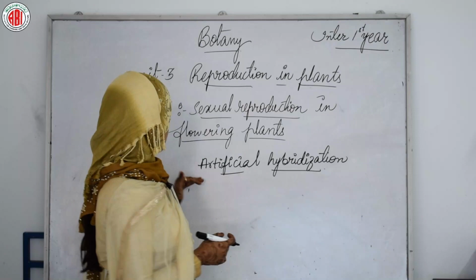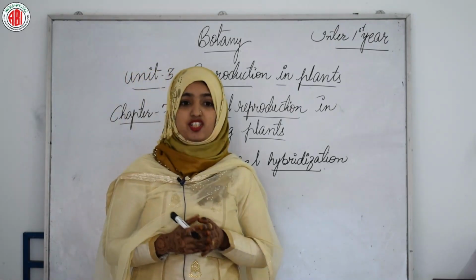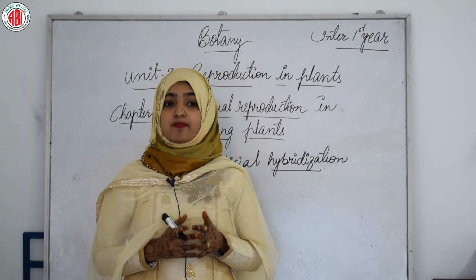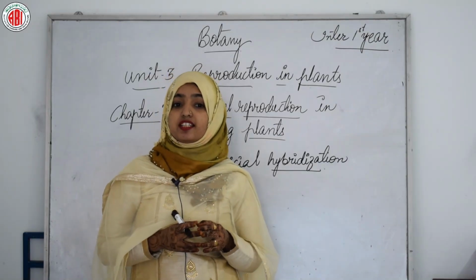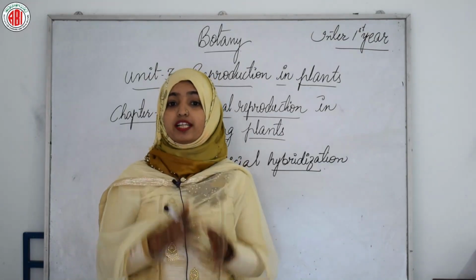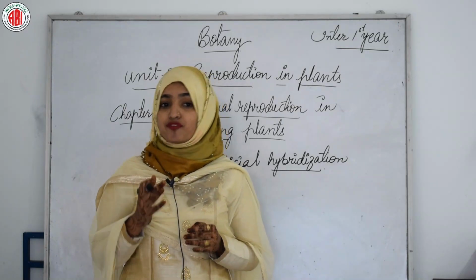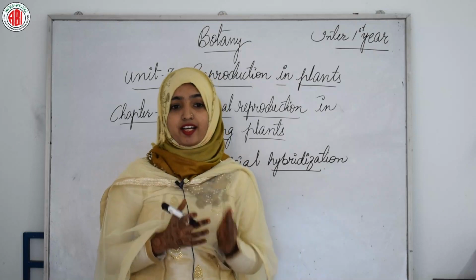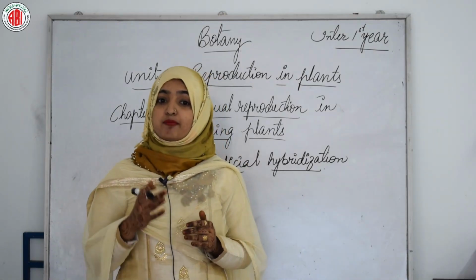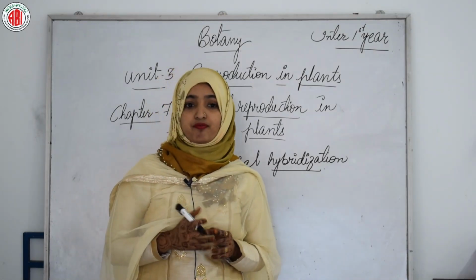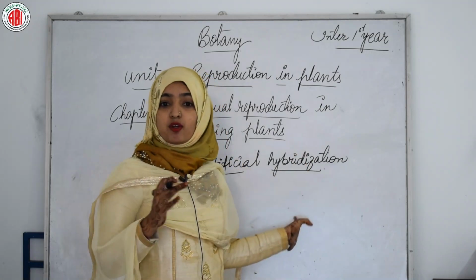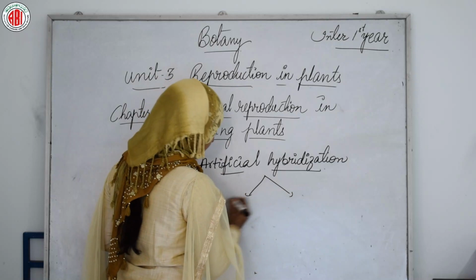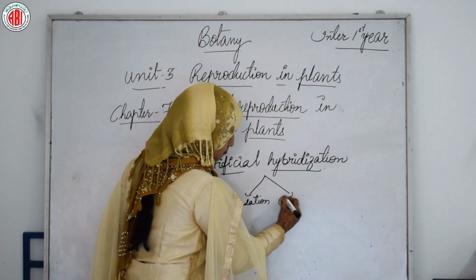Now it's time for the next topic, that is artificial hybridization. It is one of the major approaches of crop improvement programs. In such crossing experiments, it is important to make sure that only the desired pollen grains are used for pollination, because it is artificial, so we have to select the correct pollen grains, and the stigma is protected from contamination. This is achieved by emasculation and bagging techniques. For this, we have two steps: emasculation and bagging.